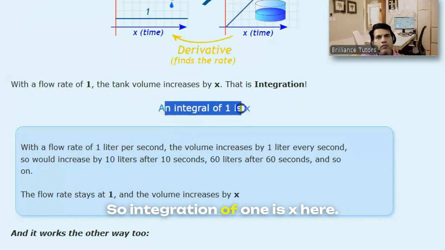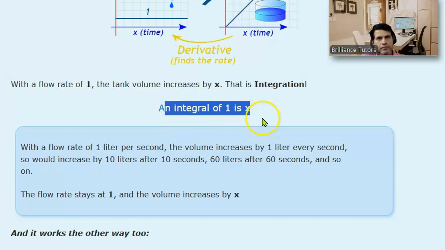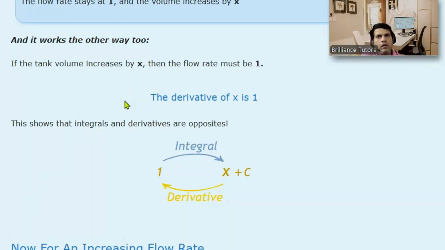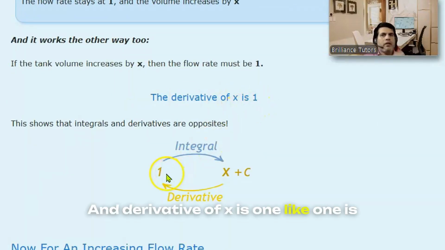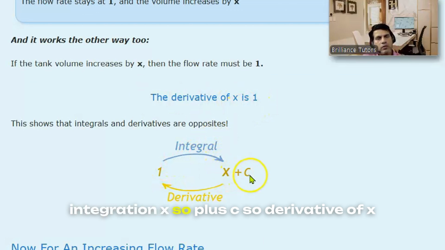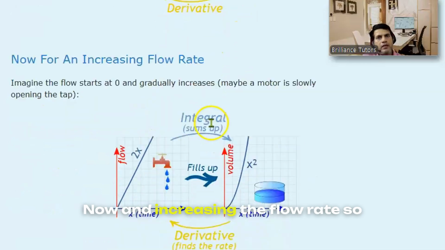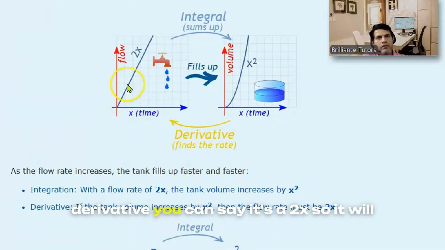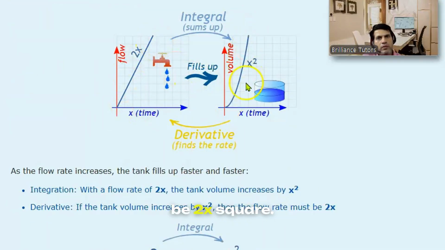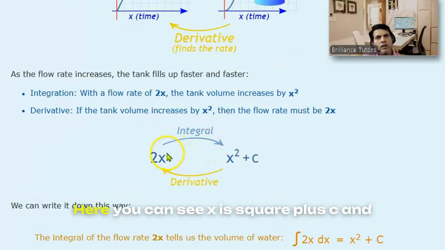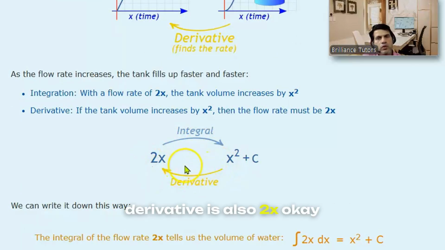So the integration of 1 is x, and the derivative of x is 1. Like 1 integrates to x plus c, and the derivative of x is 1. Now increase the flow rate to 2x. Its sum up will be x square, and the derivative will be 2x. Here you can see x square plus c, and the derivative is also 2x.